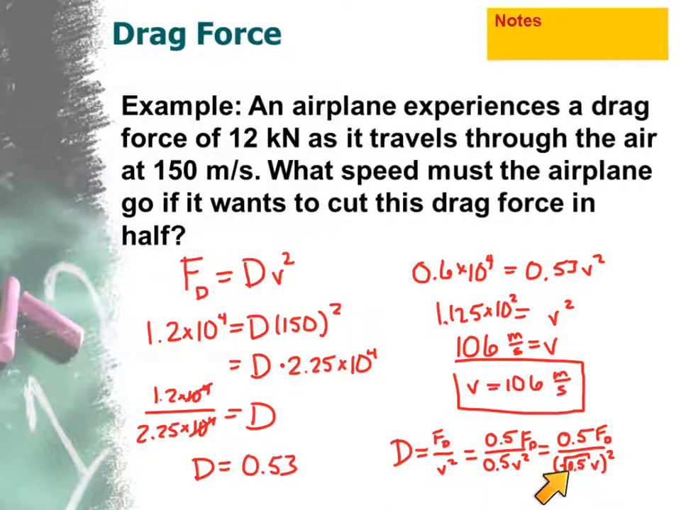So what this means is that if I want to multiply the force by a factor of 0.5, so if I want to cut the drag force in half, I have to multiply my velocity times the square root of 0.5, and the square root of 0.5 happens to be about 0.7. So if I take 150 times 0.7, I get 106, which is the same velocity that we got by figuring out what the actual drag constant is.